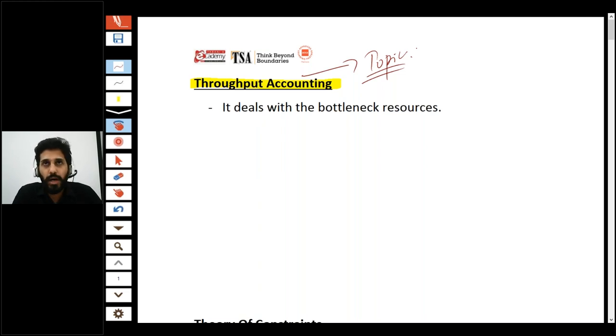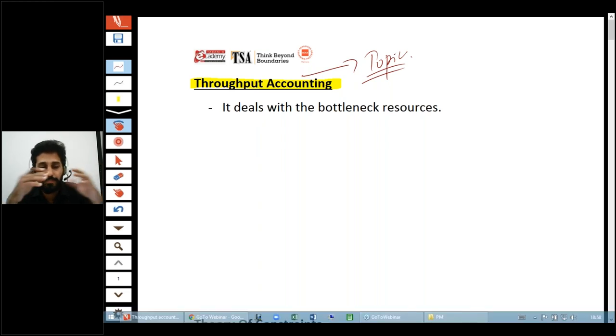Now what is throughput accounting? Listen, throughput accounting is actually the concept to maximize the profit for the organization. If I can say it in simple words, throughput accounting deals with the limiting factors. It deals with the bottlenecks. Now, what is the limiting factor? What is the bottleneck? I'm going to explain it.